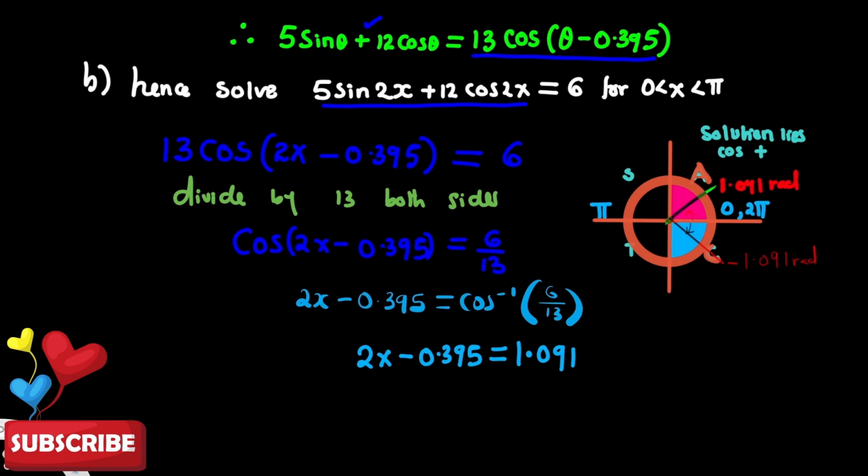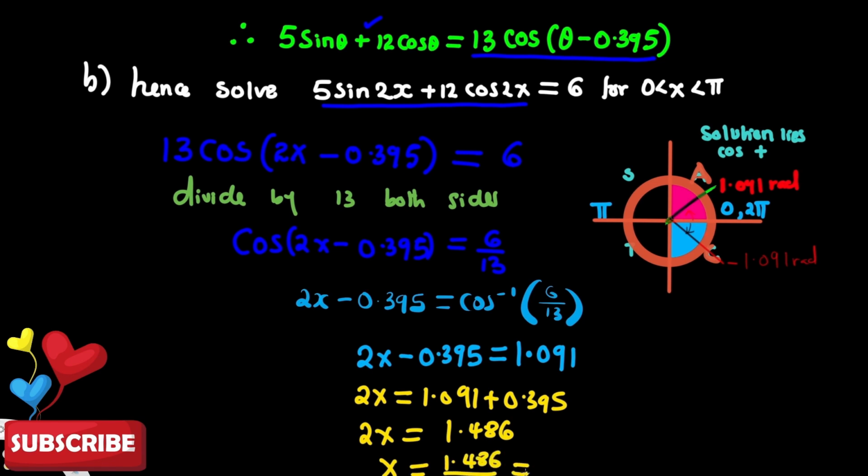And whenever you are measuring angles in the clockwise direction from 0, you are going to have negative 1.091 radians below the x-axis, right? So which means that we can now find the first value of x by using the positive part, and this is going to be 2x equals to 1.486. If you divide by 2 both sides, it is going to reduce to 0.743. That's the first value of x that we have.